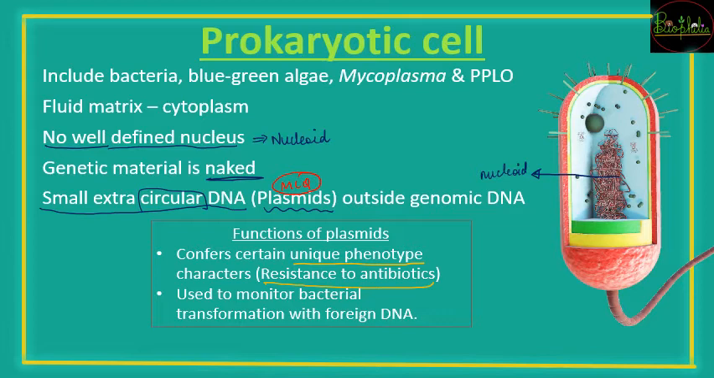Second about functions is that they can monitor the bacterial transformation with the foreign DNA. So the genetic material exchange that happens at the time of reproduction is going to be because of transformation. During that time it is going to monitor the DNA transfer during the bacterial transformation. So one bacteria is going to come over here, another over here, there will be a tube formation, and through this tube the genetic material is going to be transferred. How much genetic material has to be transferred, and when to break this tube, all this is going to be looked after by the plasmid.